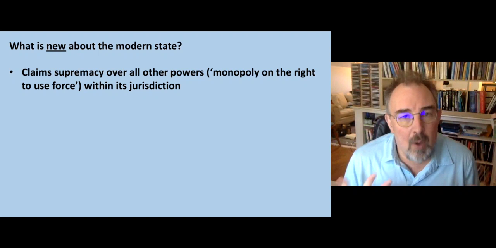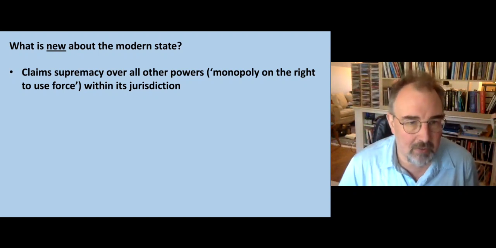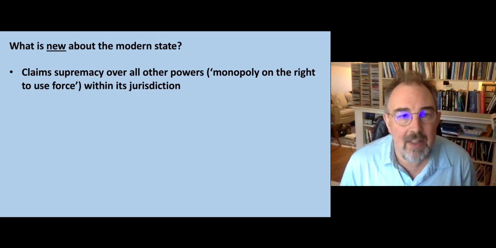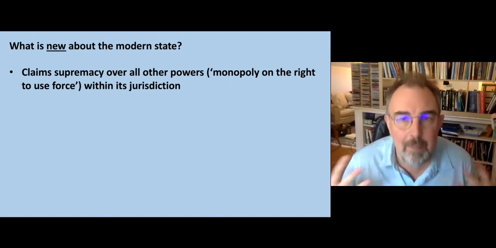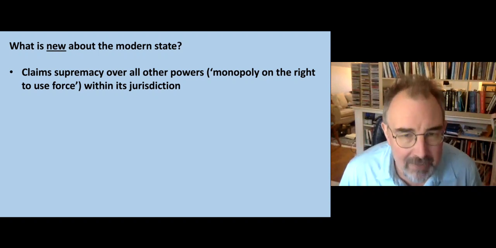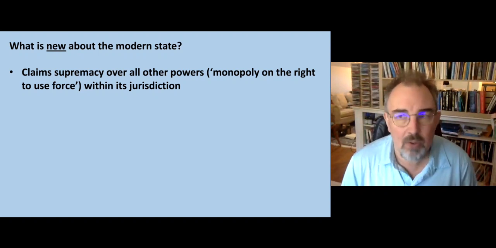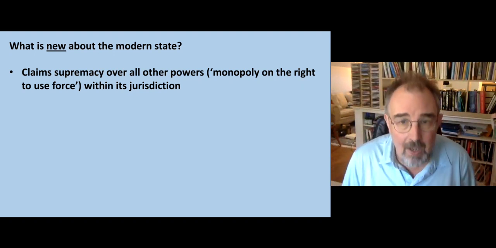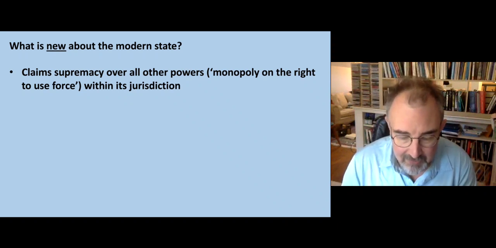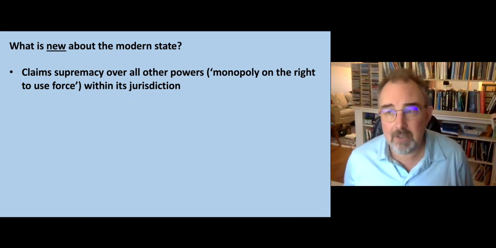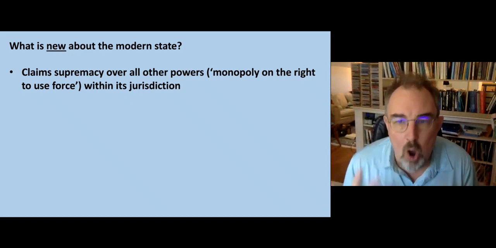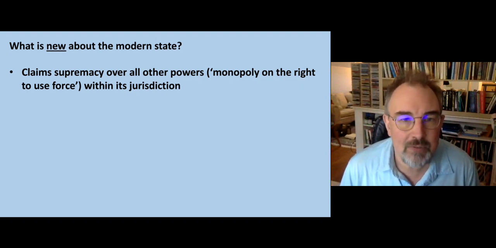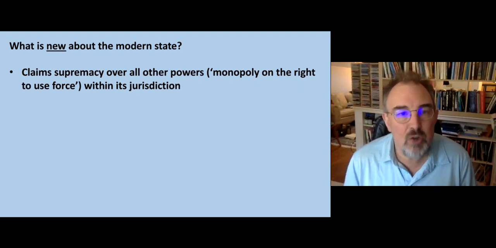First of all, the modern state, as compared with other political forms, is distinctive in that the modern state claims for itself supremacy over all other powers within its jurisdiction. It claims to be the ultimate authority within its particular sphere. One of the ways in which we express this today, going back to a formulation of the great German sociologist Max Weber, is that we say that the state claims a monopoly on the right to use force. And that's a new thing in this period.